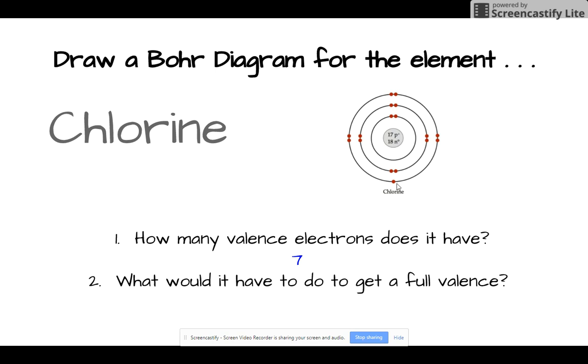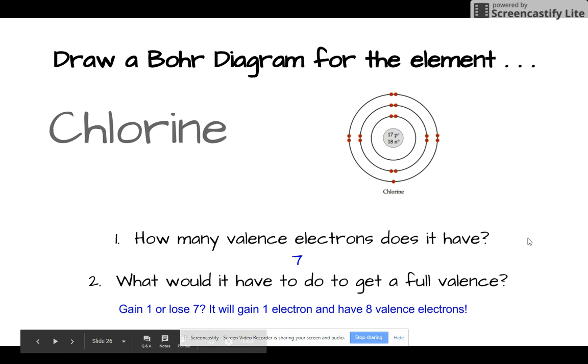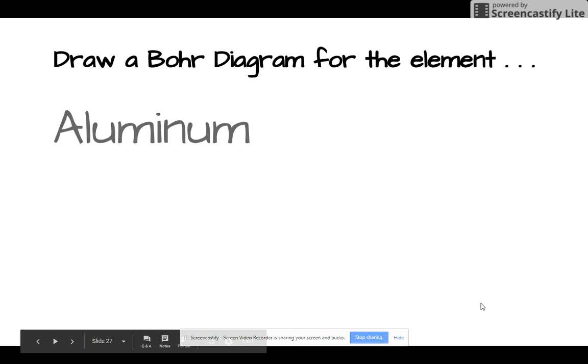What would we have to do to get a full valence level? Well, if we added one more electron, then we would have 8 in this layer, or just like in the previous example, we could get rid of 7 electrons, and then we'd have the second level as our new valence level, and it would have 8. Well, which one's going to be easiest? Well, gaining 1 electron would definitely be easier than trying to get rid of 7. So in the case of chlorine, it will gain 1 electron, and then it will have a full octet in that outer valence electron level.